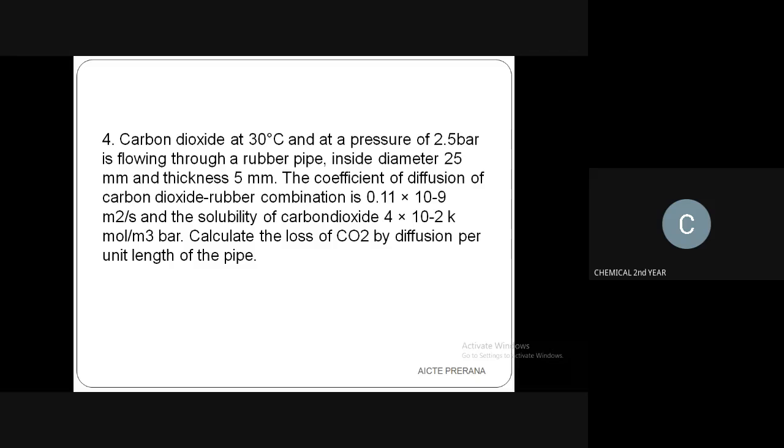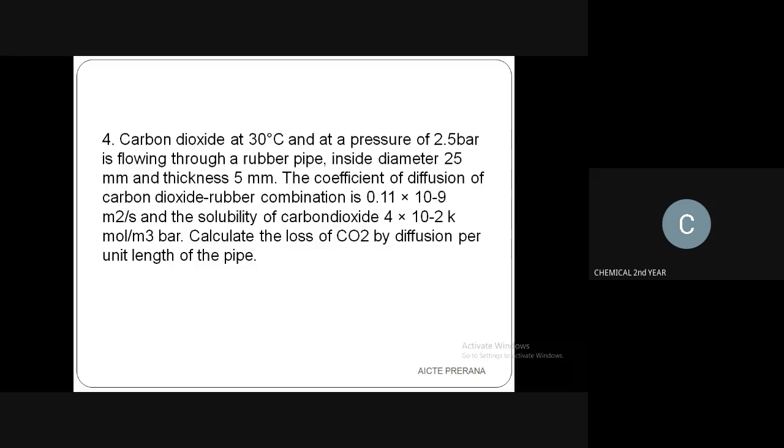What they have mentioned here is carbon dioxide at 30 degrees Celsius and at a pressure of 2.5 bar is flowing through a rubber pipe. Consider a rubber pipe. In that rubber pipe, carbon dioxide at 30 degrees Celsius and pressure of 2.5 bar will be passing through the rubber pipe, which has an inside diameter of 25 mm and the thickness will be considered as 5 mm.